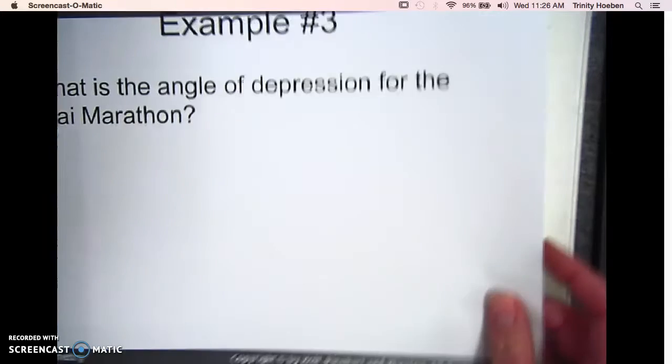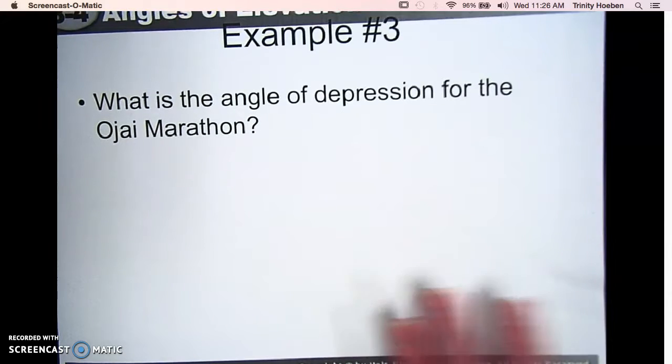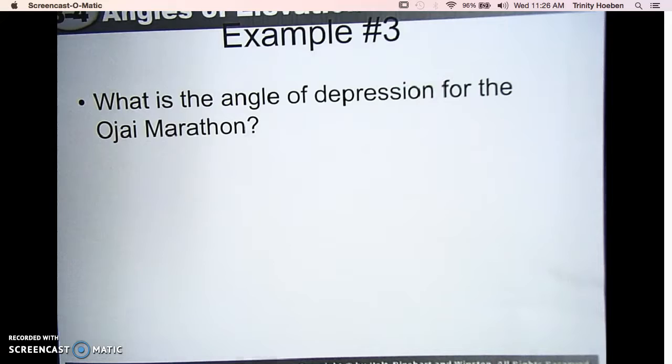Okay. All right, so example number 3 is the second marathon I ran. The second marathon I ran was the Ojai Marathon. So how many of you have ever been to Ojai? Ojai is a city in California, and it's actually up in the mountains near LA. There was a fire there in November. You guys remember seeing the fires on the news?